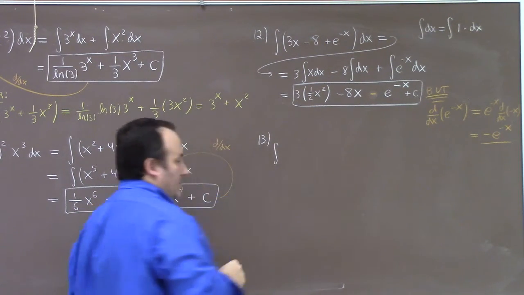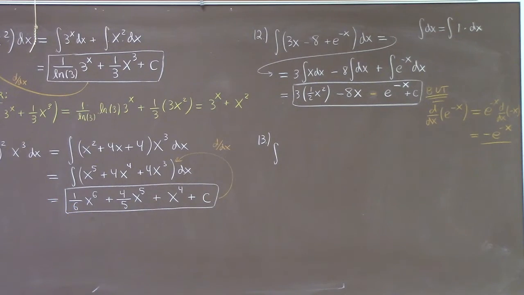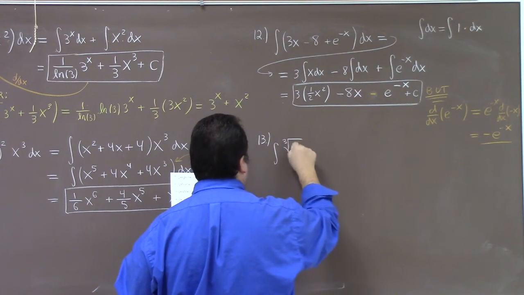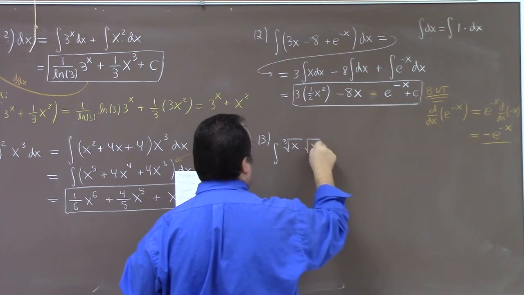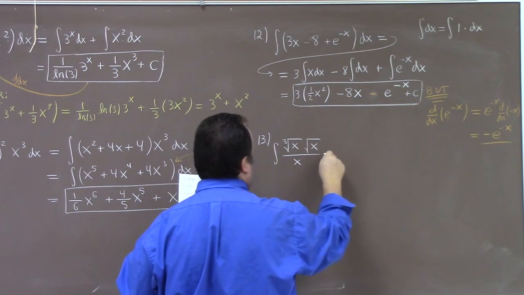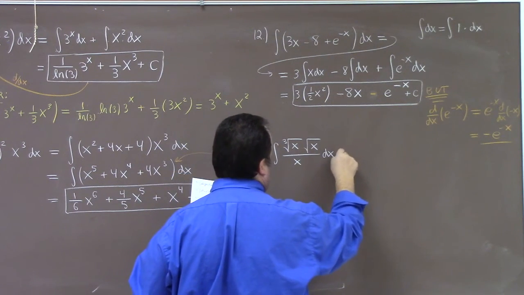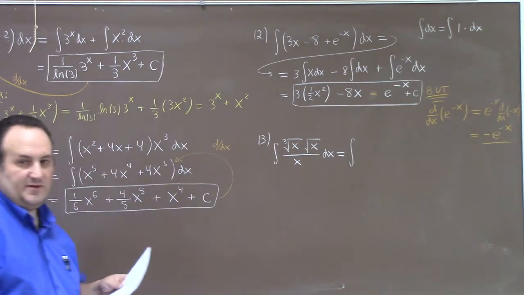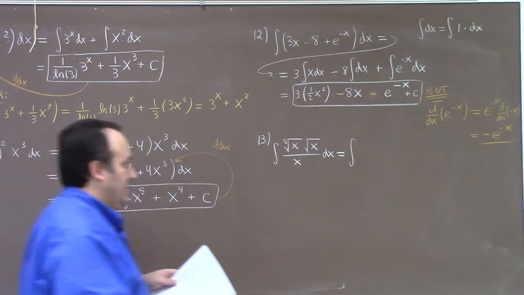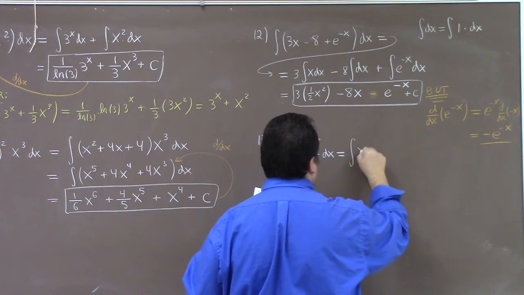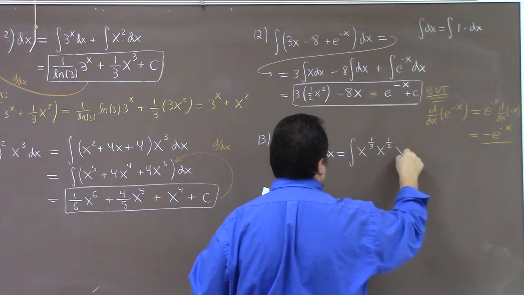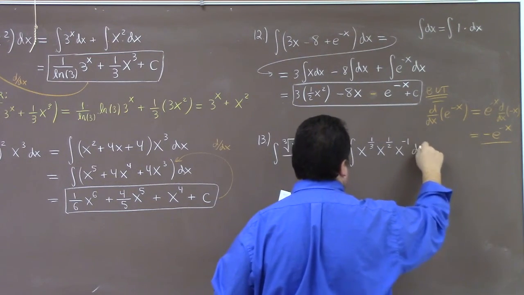Integral of the cube root of x times the square root of x divided by x. So what's a good way to do this kind of problem? A good way is to convert everything over to exponent notation, right? So what we're looking at is x to the 1/3 times x to the 1/2 times x to the minus 1 dx.